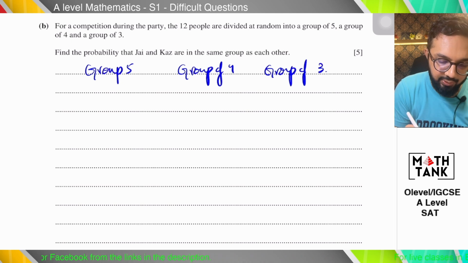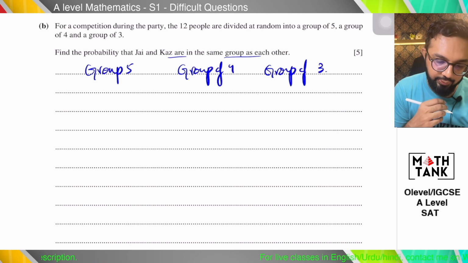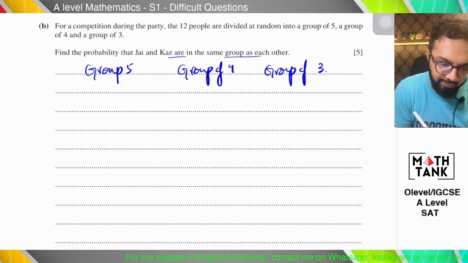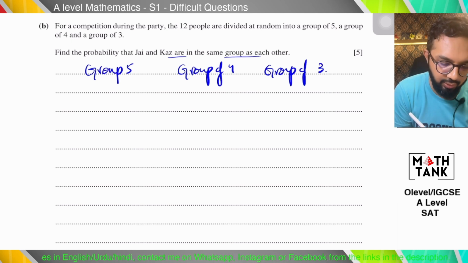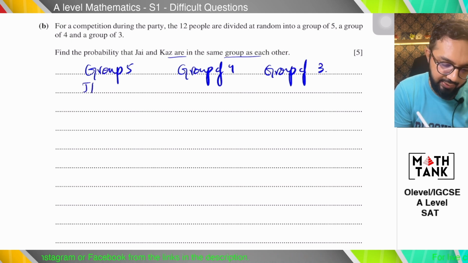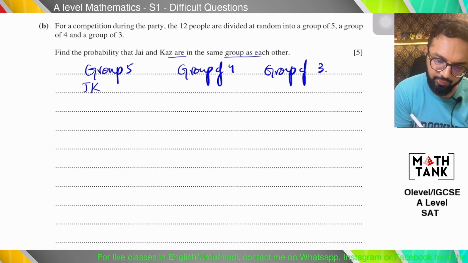And find the probability that Jai and Kaz are in the same group as each other. So they could either be in the group of 5. So that means how many people are then remaining for. I want to find the probability. So if Jai and Kaz are here, that means that the best way out on this question.